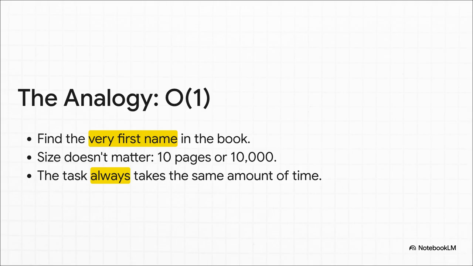That's it. Now think about it. Does it matter if that phone book is for a tiny village or for New York City? Nope. You just open to the first page, point, and you're done. The effort is constant. In code, it's the same thing, like getting the first item from an array. The computer doesn't care if there are 10 items or 10 million. It's one step. Boom. That's O(1).